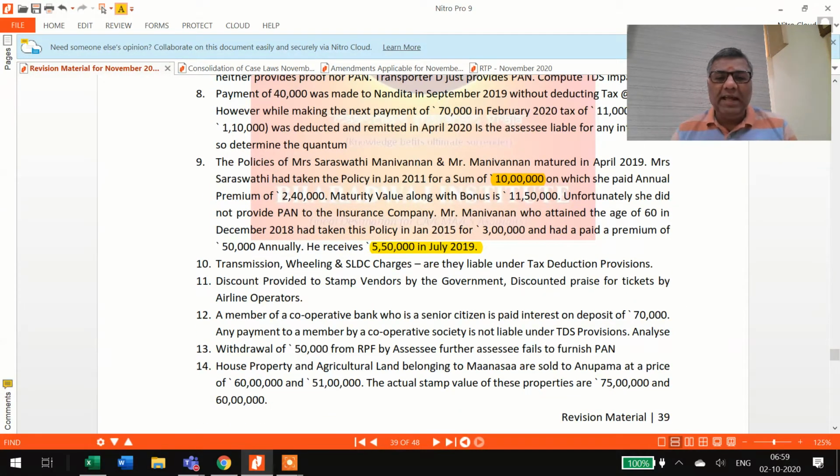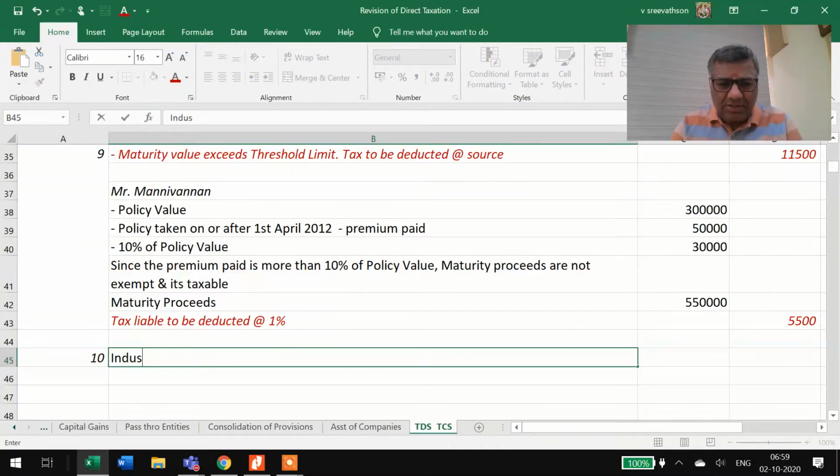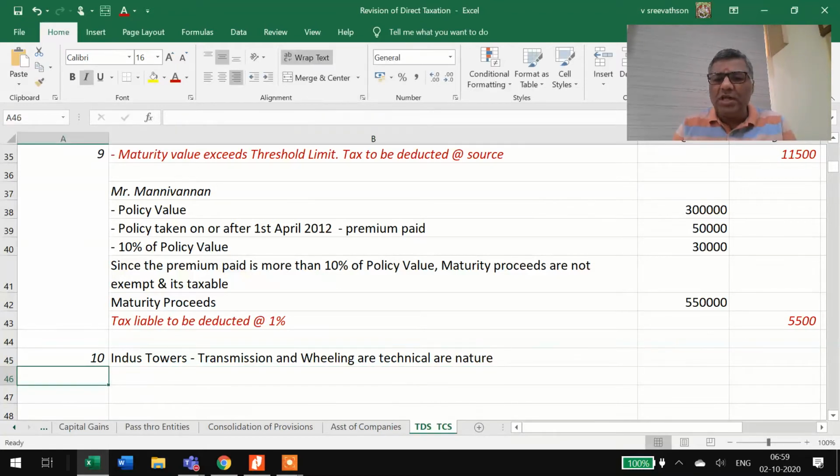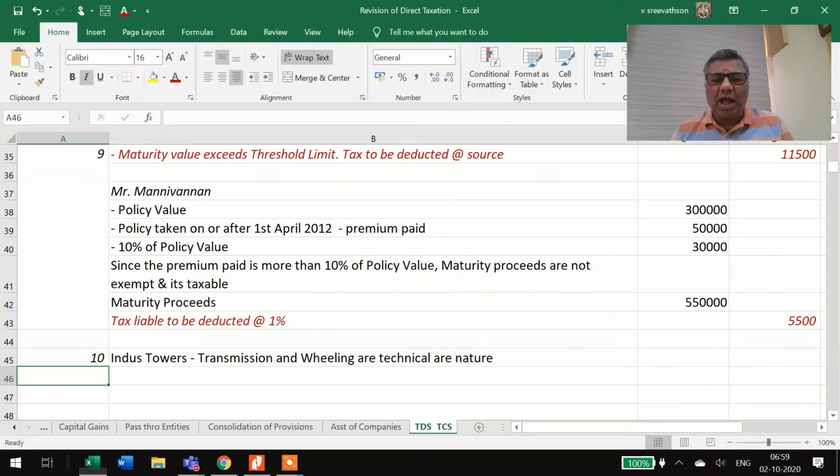Transmission, wheeling and SLDC charges, are they liable? I'm just writing the case law. Indus Towers: please understand, transmission and wheeling are technical in nature. Just because there is no human intervention, you cannot say there is nothing technical in nature. You are supposed to deduct tax at source.